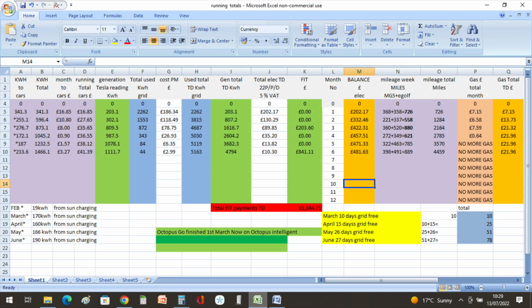From the MG5, we did 398 miles in that car, and it also had a service this month at a cost of £32. Our e-Golf did 491 miles, so it's a total of 889 miles altogether. And the cost of that 889 miles was £3.27.